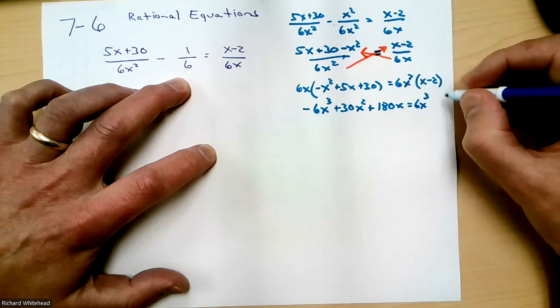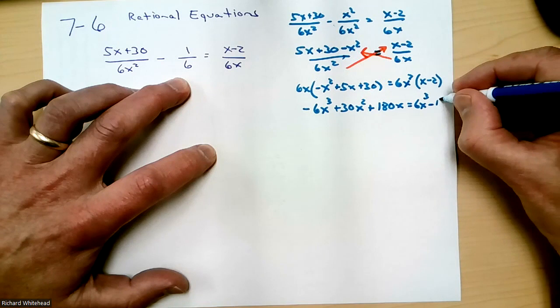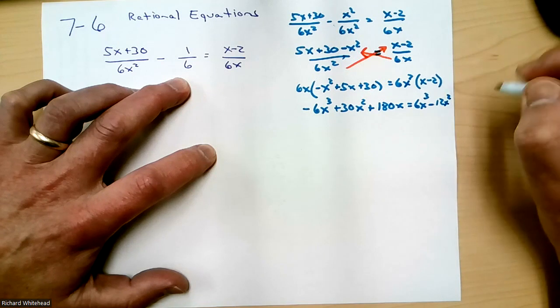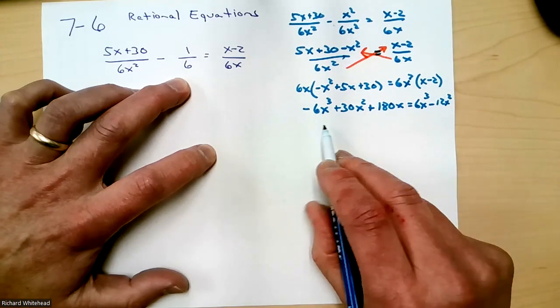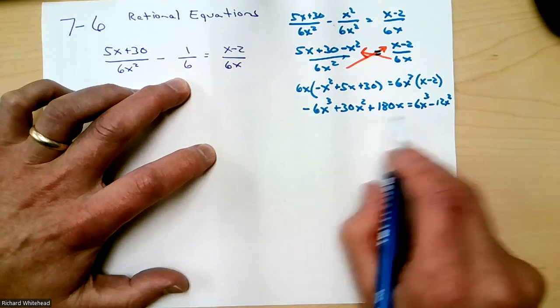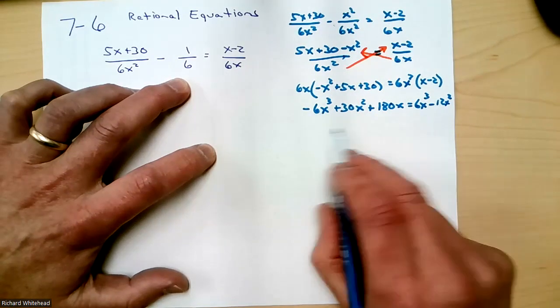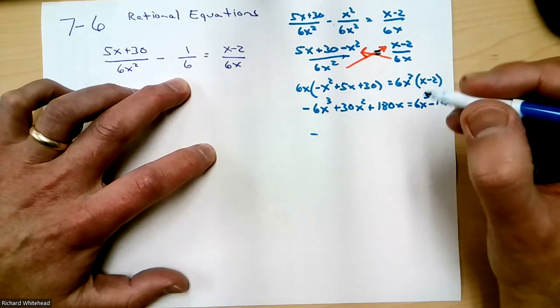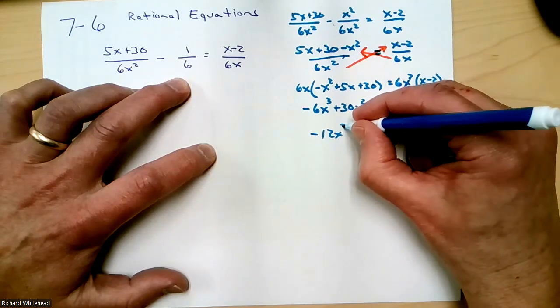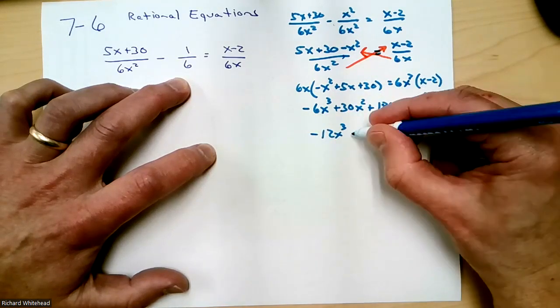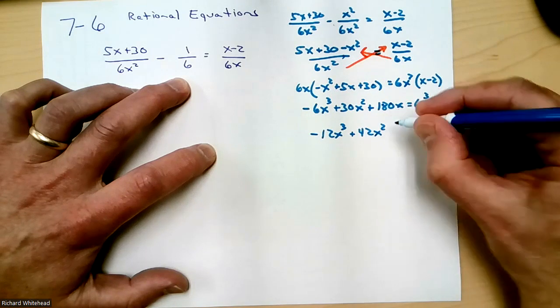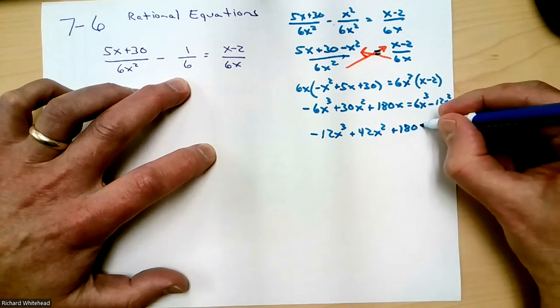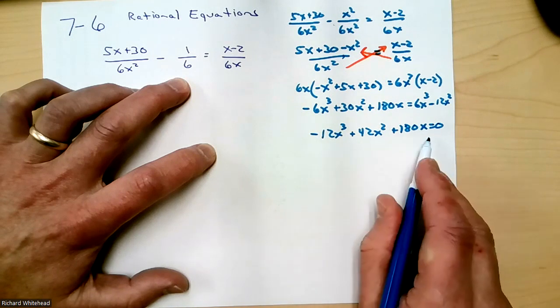6x cubed minus 12x squared. I think I did that right. I think everything's right. So, oh my gosh, this is pretty horrible. So I'm going to move everything over here. So negative 12x cubed, add this, plus 42x squared plus 180x equals 0. So let's start cleaning up.